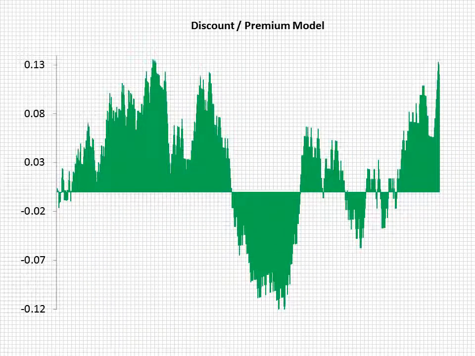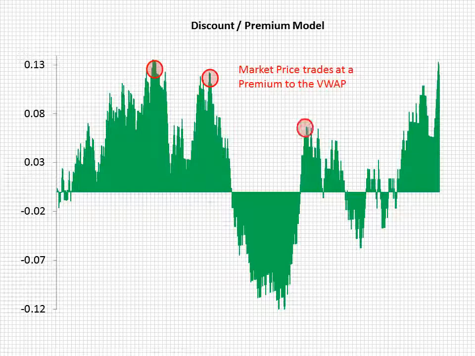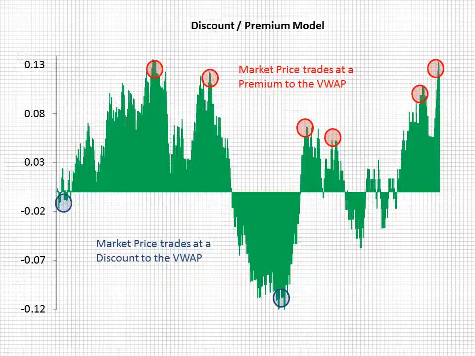Now we'll talk a little about the discount to premium model. Again, this measures the difference between the market price and the VWAP, and it measures when the market price trades at a premium to the VWAP, as well as when the market price trades at a discount to the VWAP. And again, we base our child order execution schedule on when the market price trades above and below the VWAP.